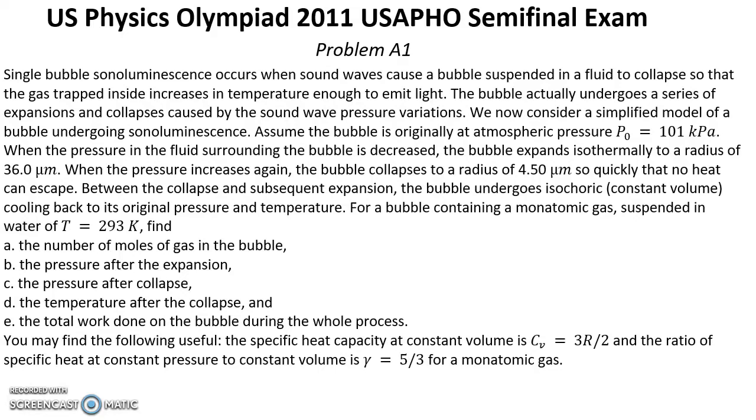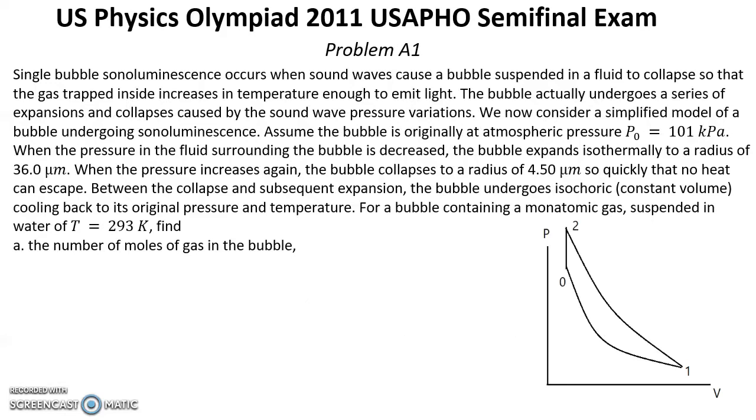You may find the following useful. The specific heat capacity at constant volume is CV equal 3/2 R. The ratio of specific heat at constant pressure to constant volume is gamma equal 5/3 for a monatomic gas. Solution.